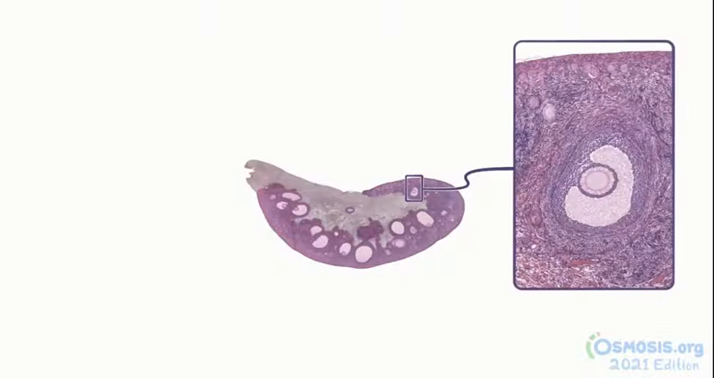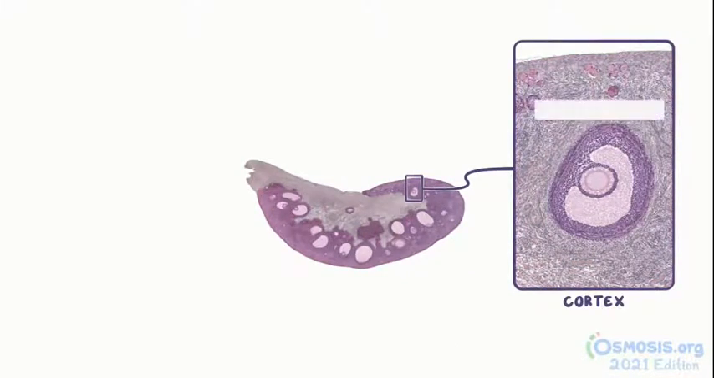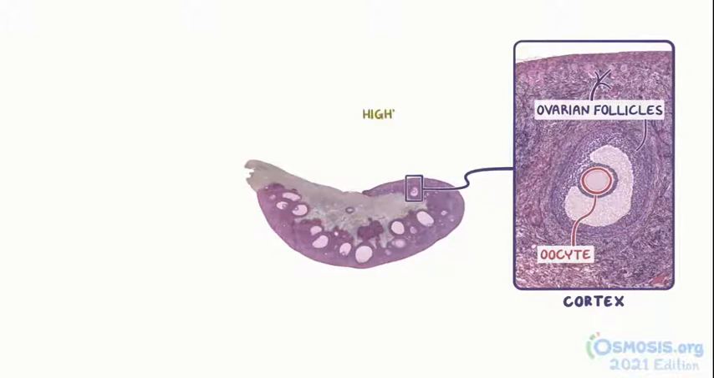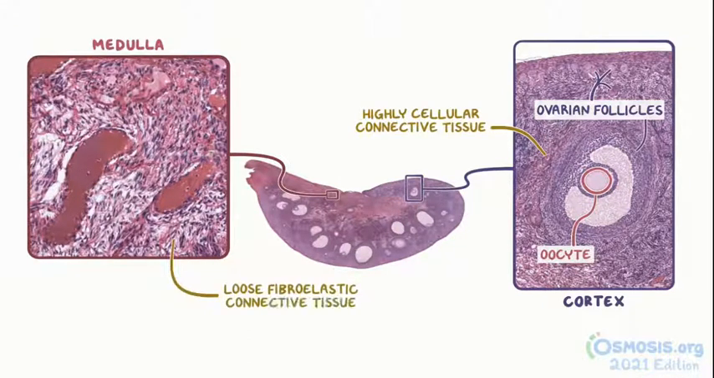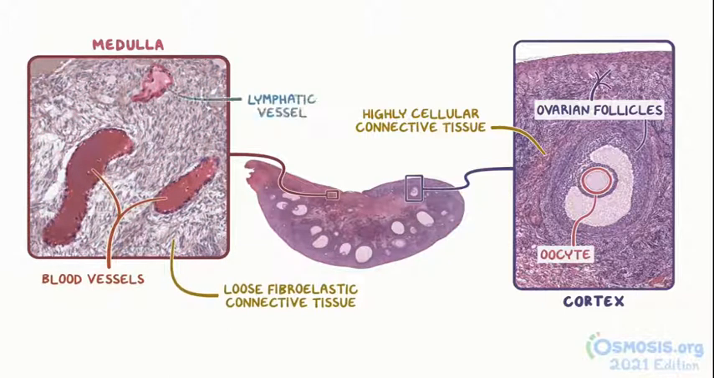The majority of the ovary consists of the cortex, which is the outer region where the oocytes and ovarian follicles develop. Ovarian follicles are the fluid-filled structures that each contain an oocyte. The cortex of the ovary has highly cellular connective tissue in comparison to the inner region of the ovaries called the medulla, which consists mostly of loose fibroelastic connective tissue with many large tortuous blood vessels, lymphatic vessels, and nerve fibers.